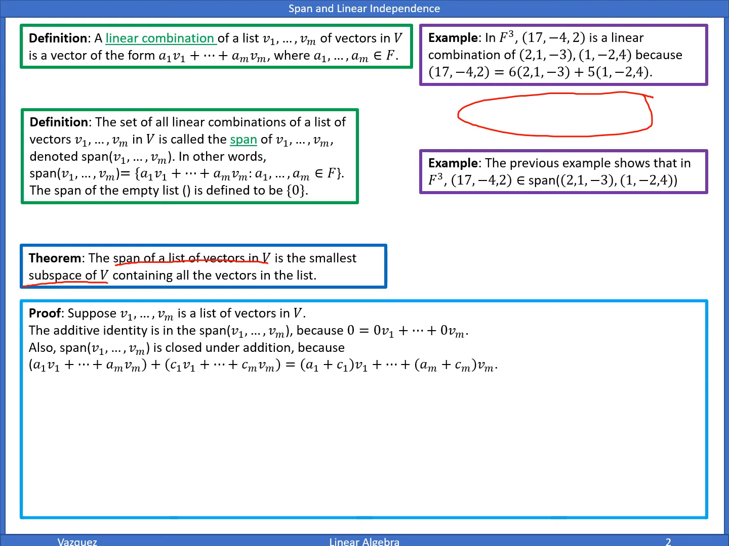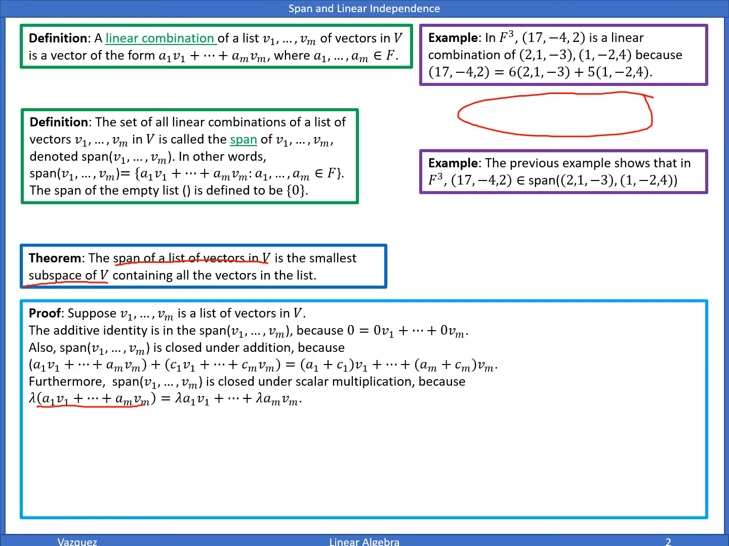And if you guess the third one, it's that the span is closed under scalar multiplication. And why is that? Well, because multiplying this linear combination here with a scalar lambda, we multiply that scalar times a scalar. We just get another scalar times v1, same thing over here and everything in between. So we just get another linear combination. Therefore, the span is closed under scalar multiplication.